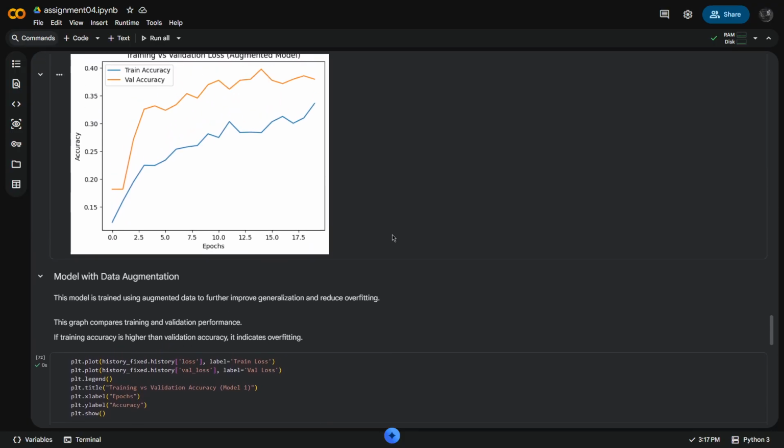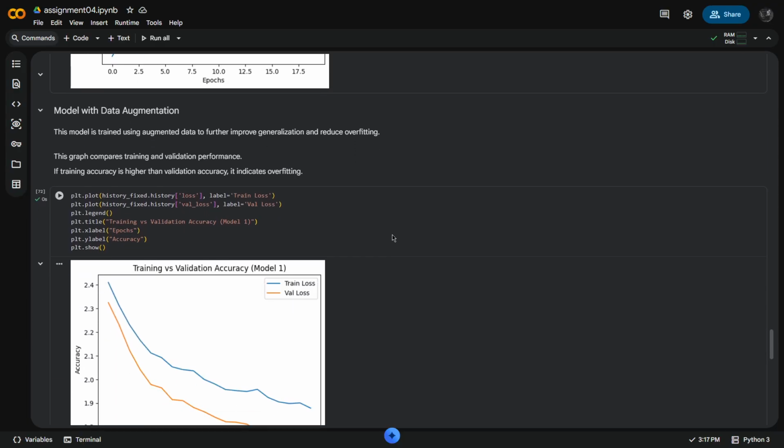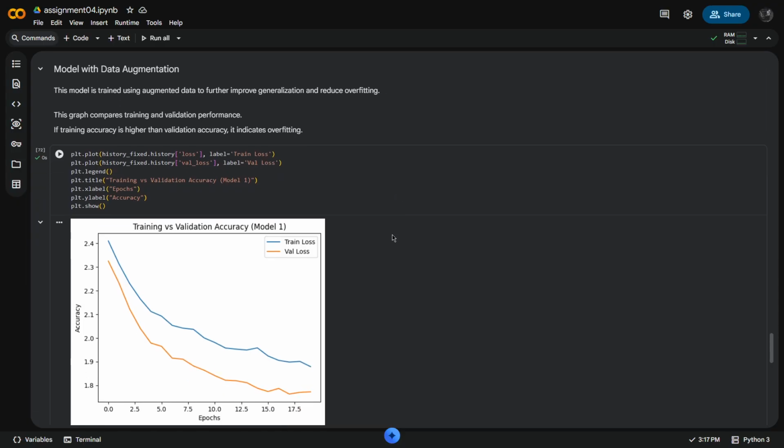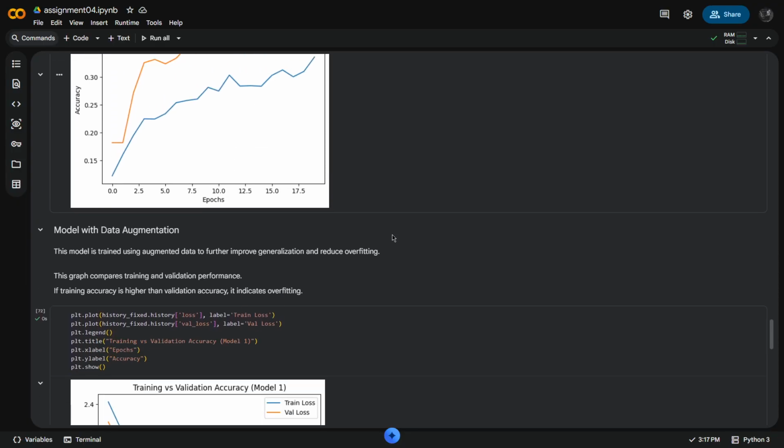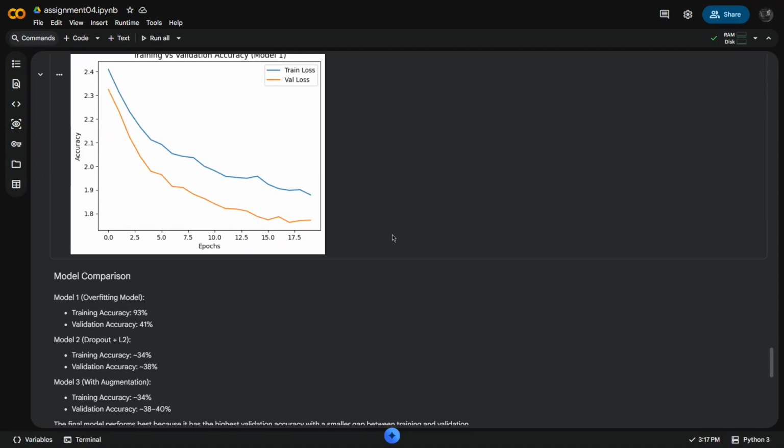I also applied data augmentation, which creates variations of images such as rotation and flipping. This increases dataset diversity and helps reduce overfitting further. The validation accuracy improves and becomes more stable.